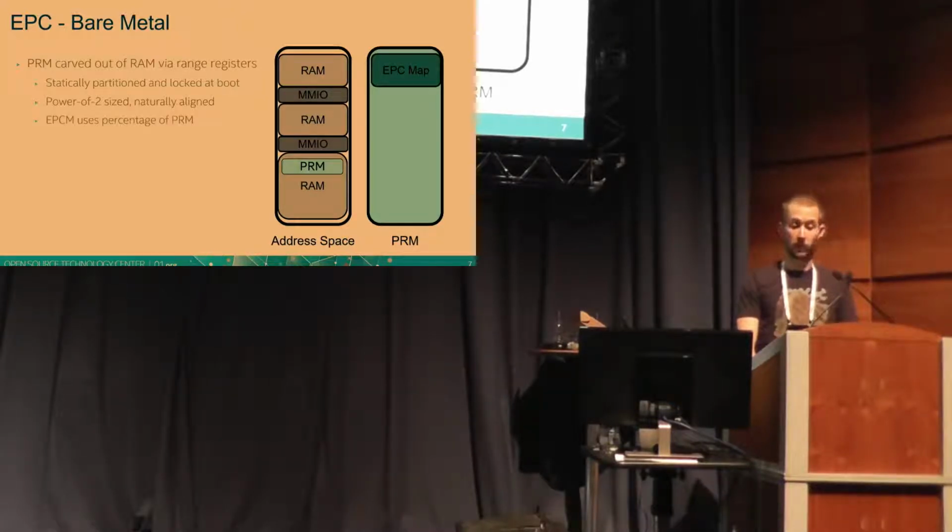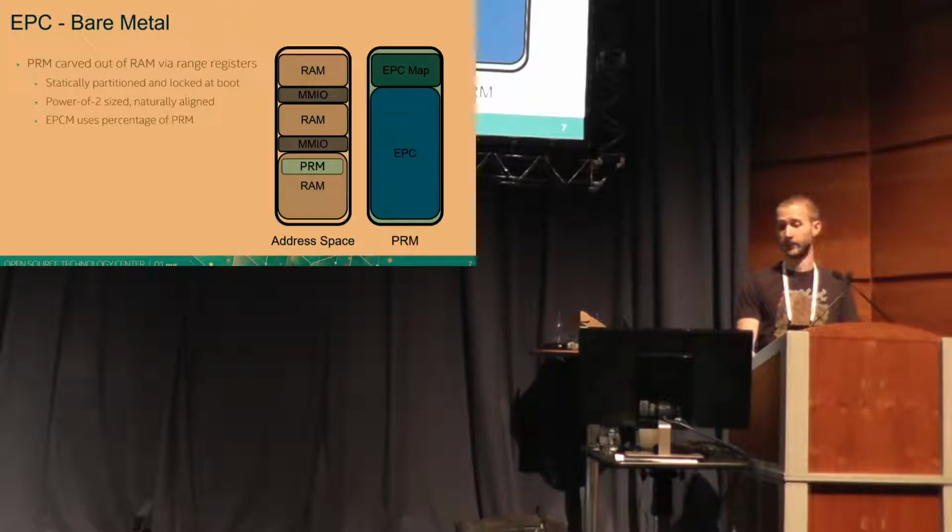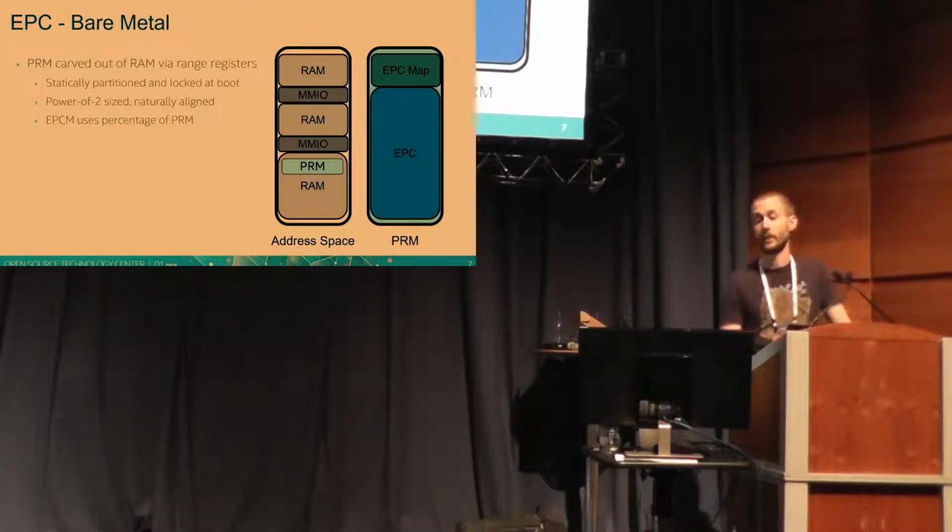Within that PRM, again, part of that is given over to the EPC map. So for instance, on Skylake hardware, the largest PRM size you can configure is 128 megs. But what you actually see for software is only 92 megs of EPC, because the rest of that chunk is given to the EPC map for doing all that metadata tracking.